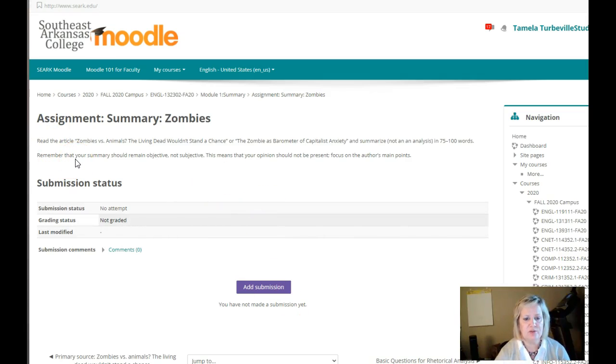It's to read the articles and then to summarize in 75 to 100 words. Remember, this is a summary that you're to remain objective. There should be no opinion in it about whether you believe in zombies or that they could actually happen. I want you to summarize the two articles in 75 to 100 words.